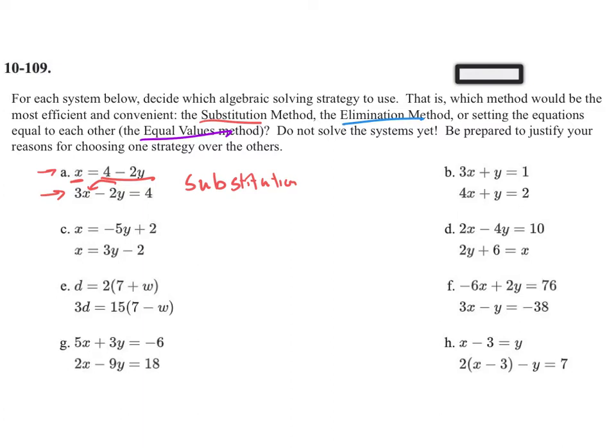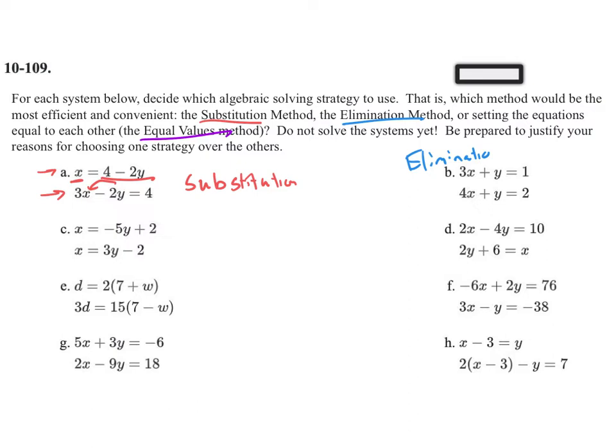On B, I think I would go with elimination method here. And the reason why I'd go with elimination is because things are all lined up. I've got my x's lined up, I've got my y's, and I've got my numbers all lined up there. So the only thing I have to do is just do a little bit of subtraction here. And I could just subtract these 2 things. I'd be left with my negative x, my y's will cancel, and I'd be left with a negative 1. So really quick and easy to do that.